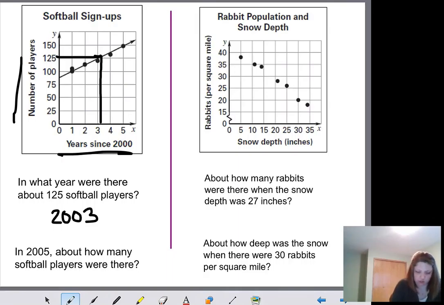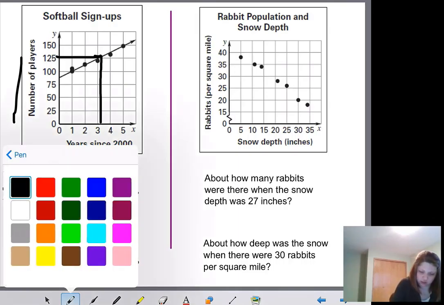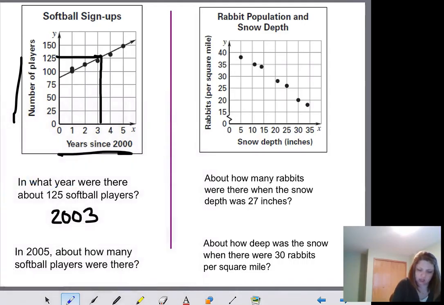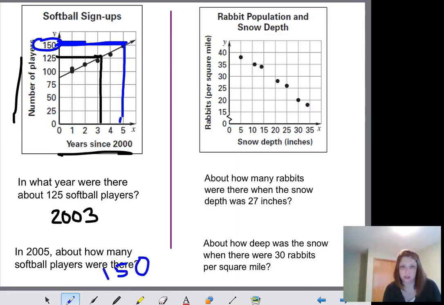The opposite question of this, and I'm going to change the color to show you: in 2005, so 2005 right here, how many softball players were there? Again, once we reach the line, we stop and then we draw a horizontal line, and this shows us that there were 150 players in that year.